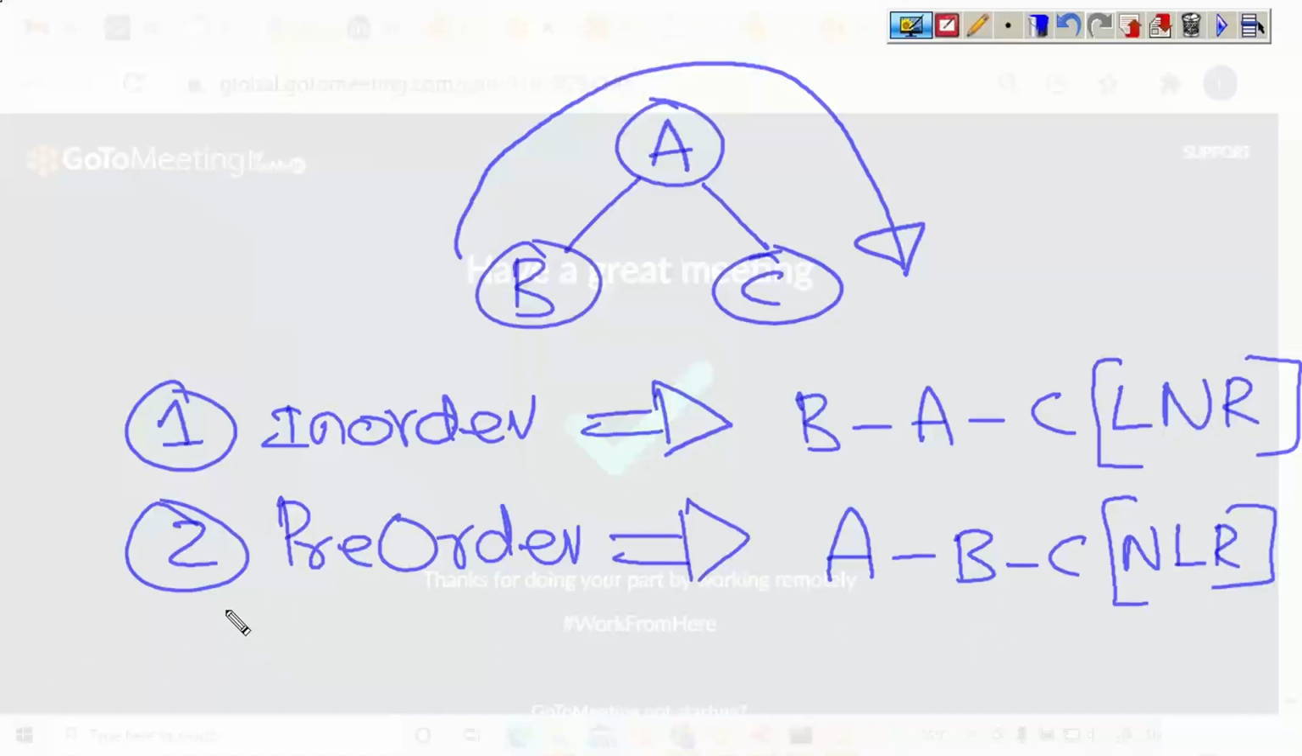Pre-order, first node. So pre represents node. Where the node has to come, that is what pre tells. Pre is telling first node, then left and right. First parent, then left and right. Pre-order means first parent, then left child, then right child. Let's go for post-order.